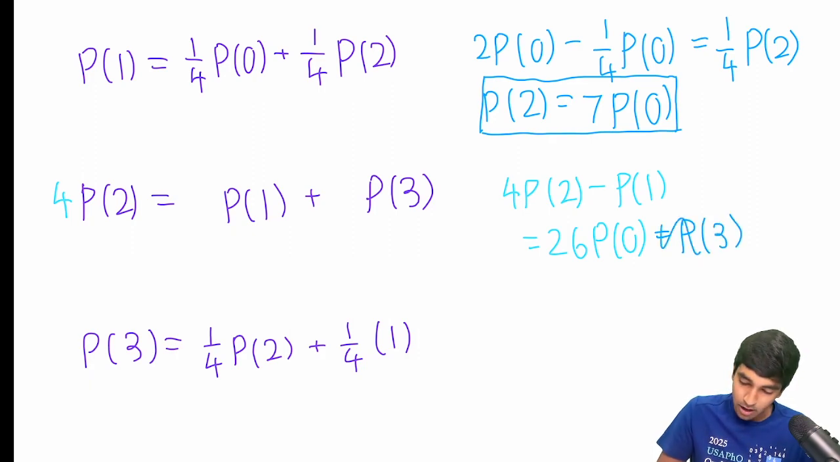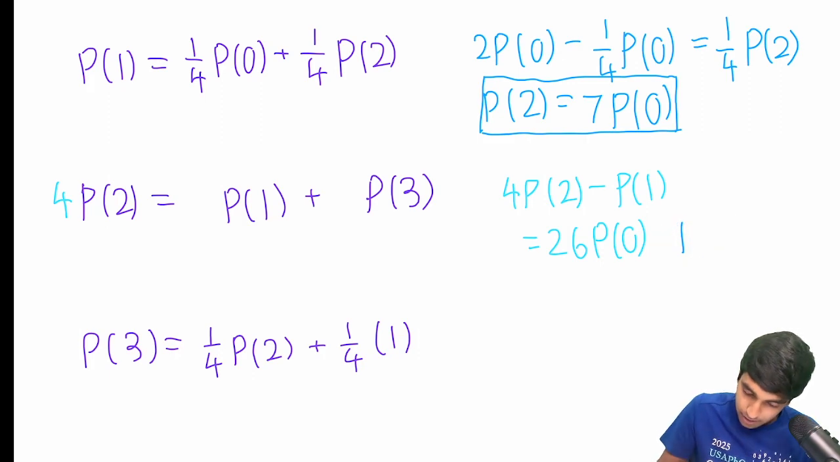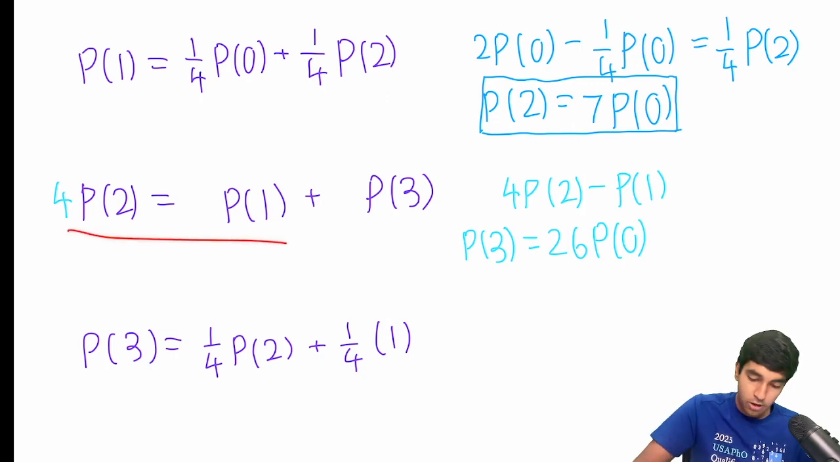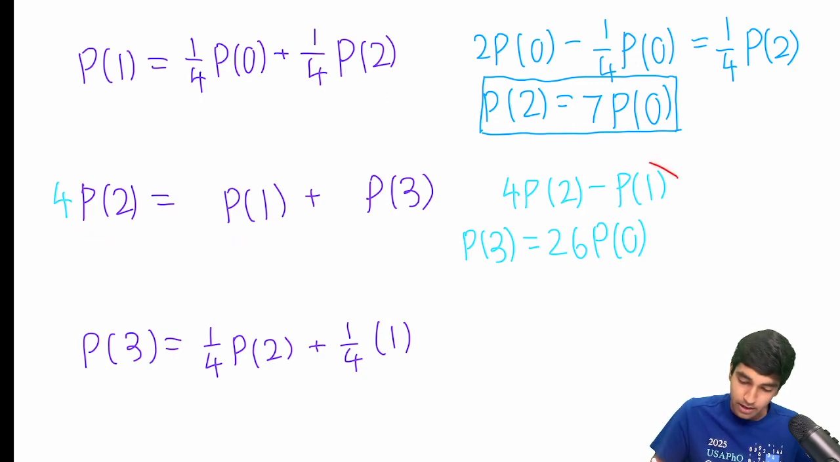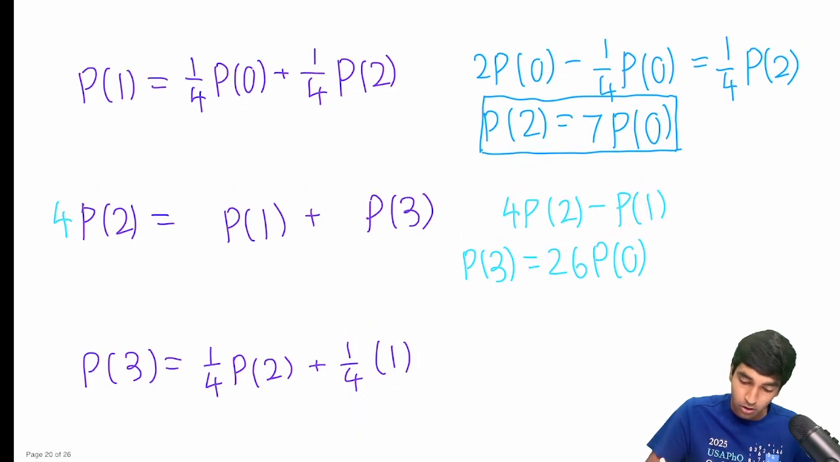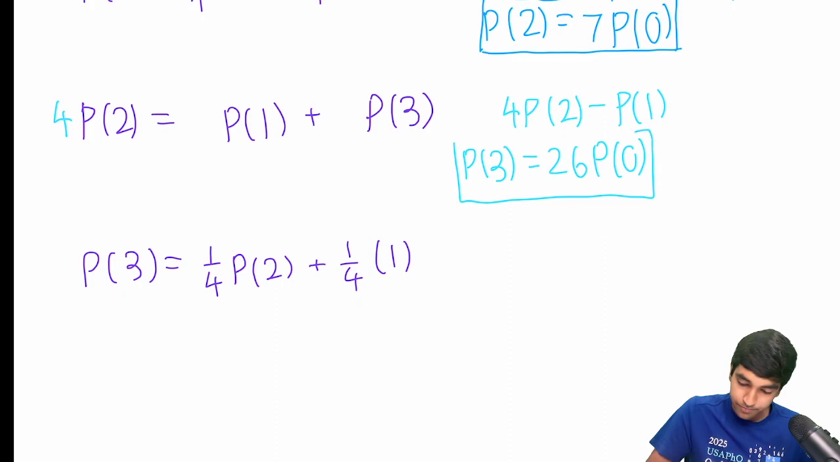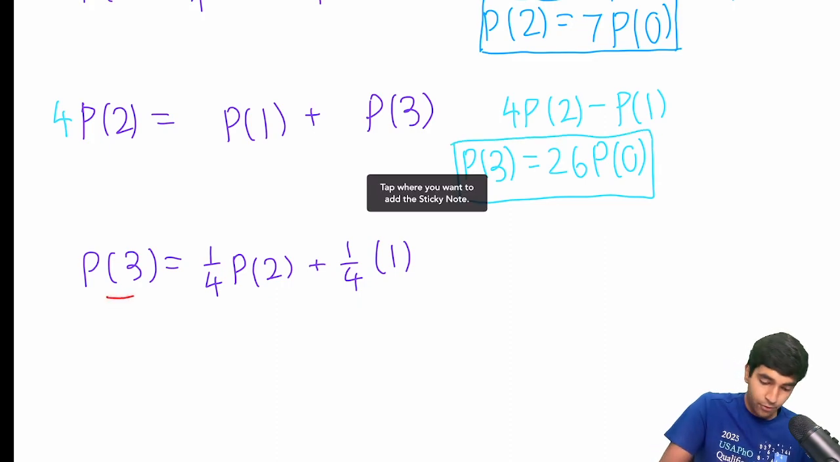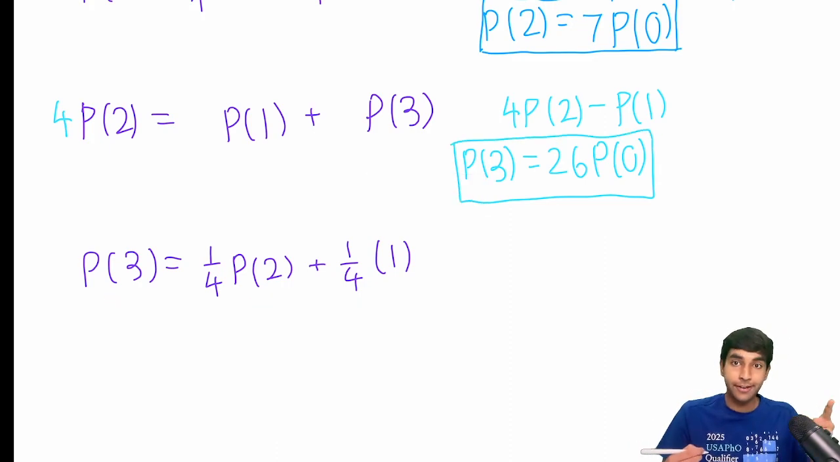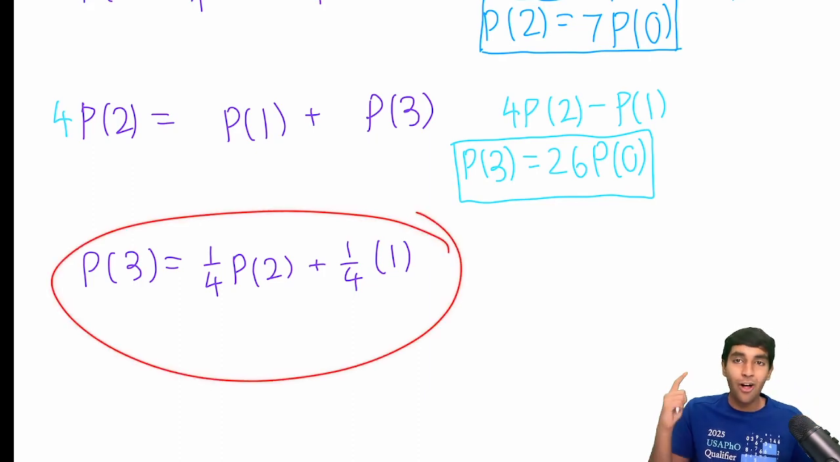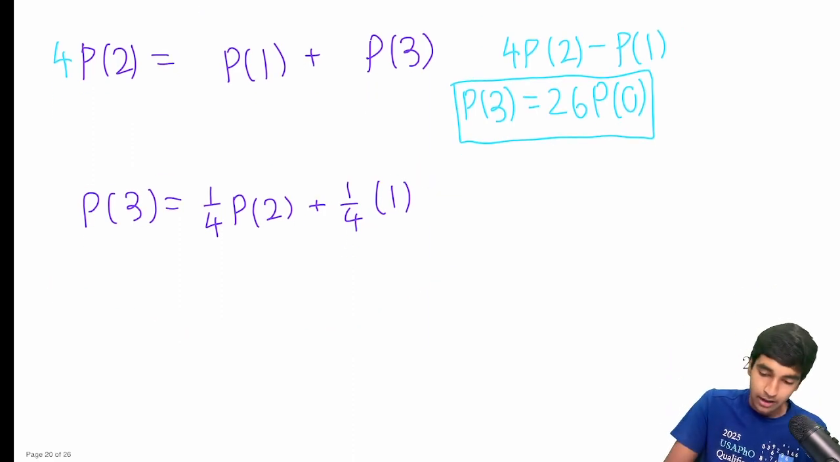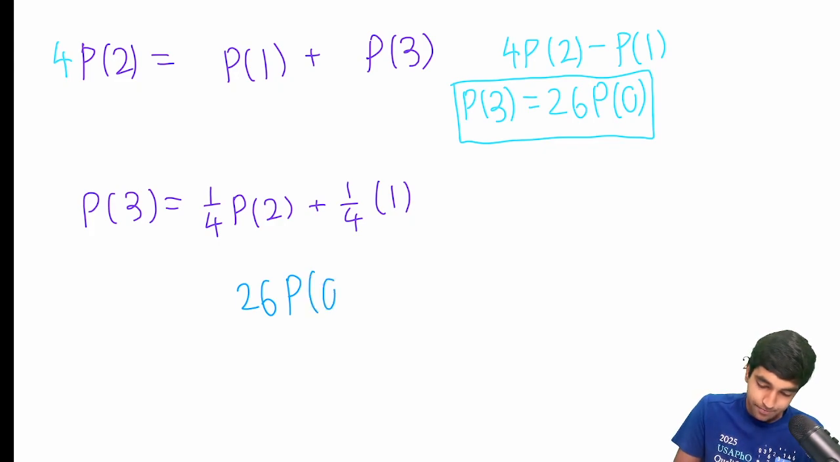I'm just going to write it on the other side just for simplicity, so we can have a consistent way to write it. P of 3 is 26P of 0, right? We have 4P2 minus P of 1, and then we substitute, we see that's equal to P of 3, but also 26P of 0. This is our third relation. And take a look here. P of 3, P of 2. We know both of those in terms of P of 0, and now we get an equation to solve for P of 0.